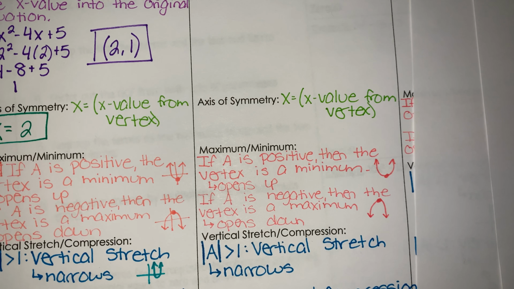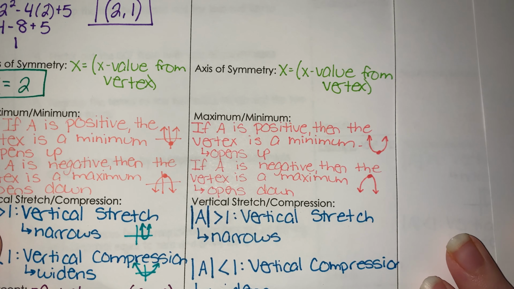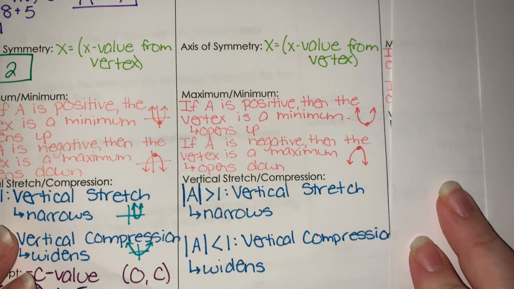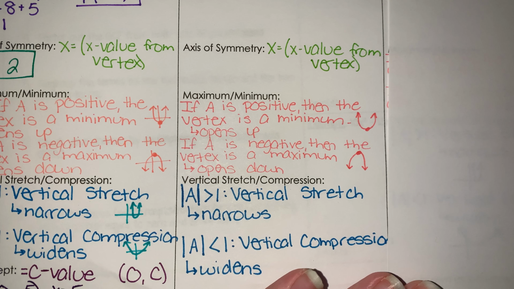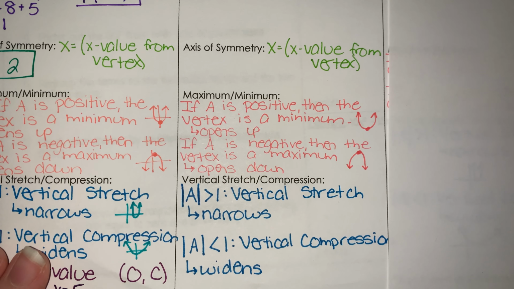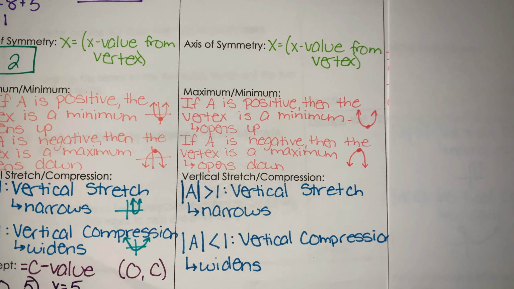Now, just like everything that we identified with standard form, you can also identify the axis of symmetry, whether or not your vertex is a maximum or minimum, and does it have a vertical stretch or compression. Now, the only thing that you can't pull from vertex form that you could pull from standard form is the y-intercept. Okay, so everything that we covered as far as axis of symmetry, maximum or minimum, and vertical stretch and compression is the same for standard form and vertex form.